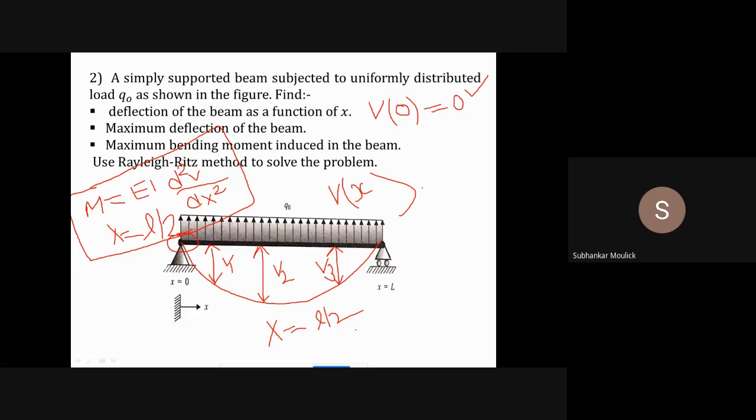The first boundary condition is known. What is the second known boundary condition from the problem? If you are talking about d2v by dx square, you are talking about the natural boundary condition, and the Rayleigh-Ritz method strictly says that you cannot use the natural boundary condition. Every time you have to go for the essential boundary condition. So tell me the second essential boundary condition of this problem.